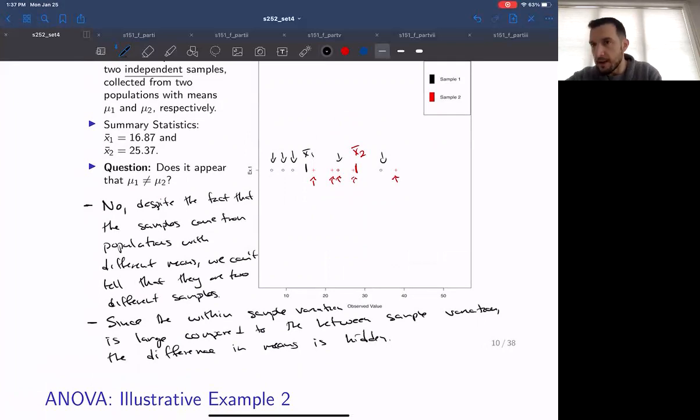When we plot the data, we're asked, does it look like they are samples with two different means? So does it look like you can distinguish between mu1 and mu2? Well, if there was no color coding and we weren't told which observations belong to which sample, you'd have to say no. And the reason you'd have to say no is because the variation within the sample is larger than the variation between the samples.